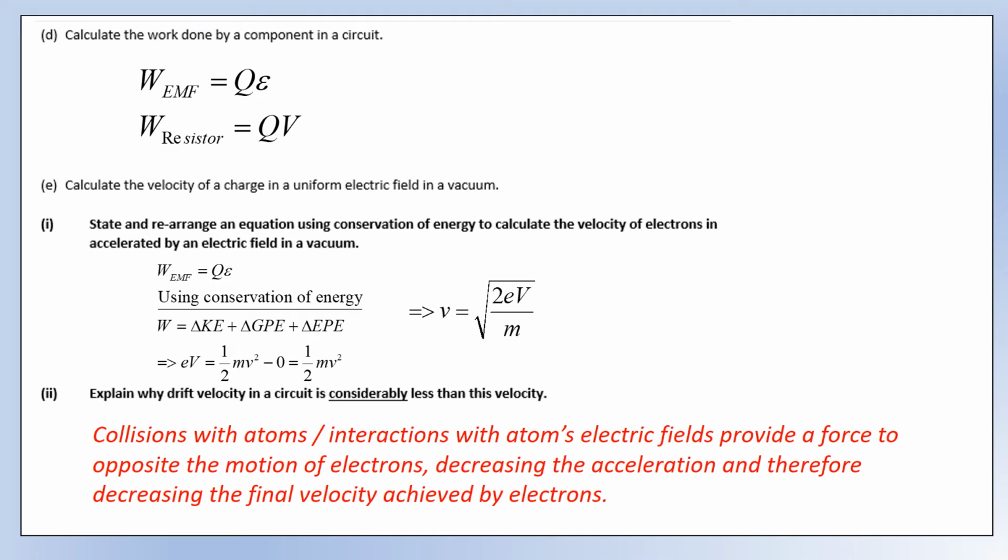Well, this model hasn't factored in the work done by our resistances in our circuit, or the collisions of the electrons with atoms, or another way of expressing that is the interactions of the electrons with the atom's electric fields. They're both essentially trying to describe the same thing, but we've ignored resistance in that model, and that's going to provide a force in the opposite direction. It's going to do work to decrease the energy, so that's why we have a smaller acceleration and a smaller final velocity by a large factor.